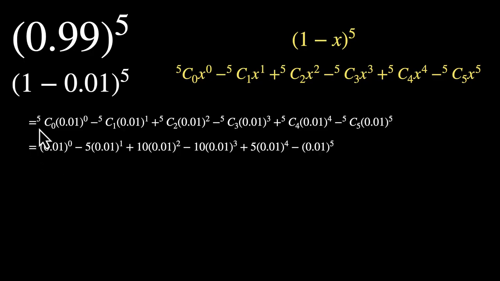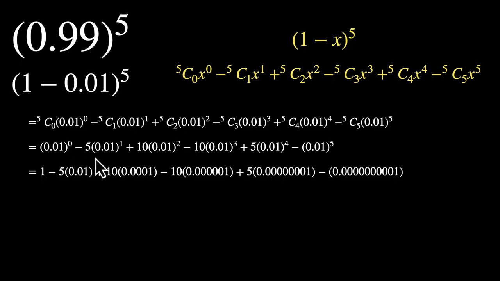Same coefficients: 5C0 is 1, 5C1 is 5, 5C2 is 10, then 10, 5 and 1. But this time, we're taking the power of 0.01, not 0.05. So let's see the difference. This is 1 minus 5 times 0.01 plus 10 times 0.0001 minus 10 times 0.01 cubed. That's going to be 6 decimal places. Here we have 8 decimal places and here we have 10 decimal places.